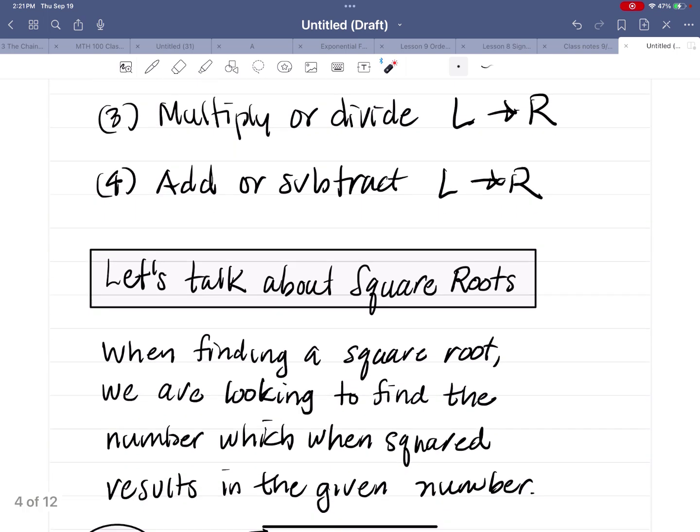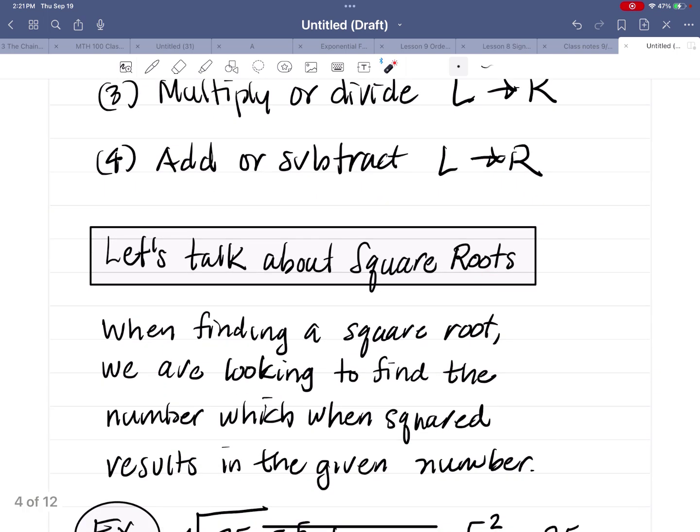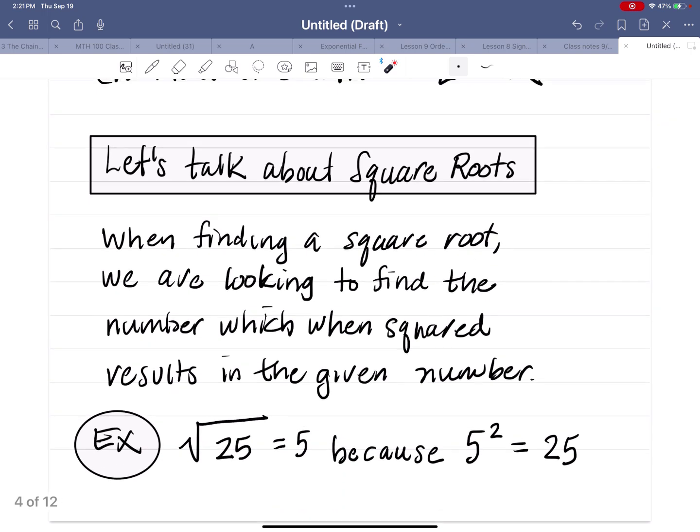We need to also talk about square roots. When finding a square root, we are looking to find the number which, when squared, results in the given number. So if I want to find the square root of 25, it's 5, because 5 squared is 25.